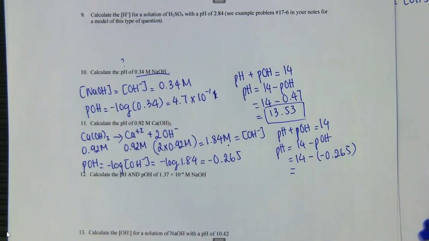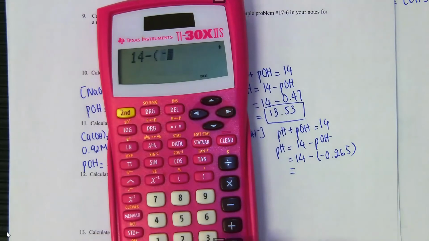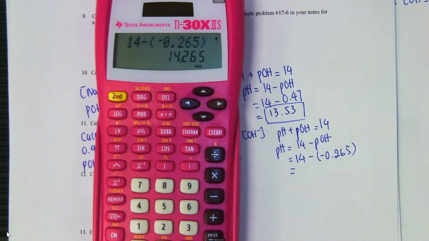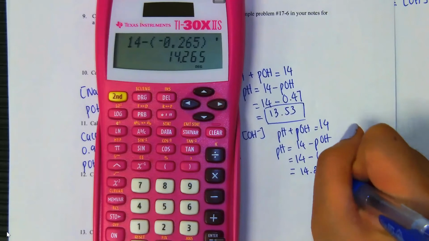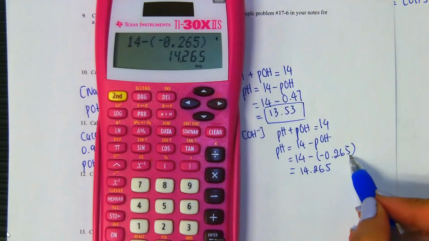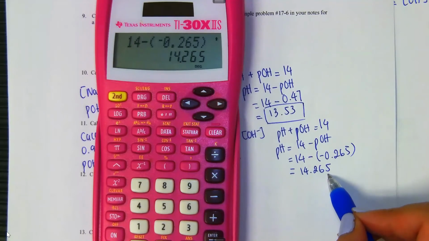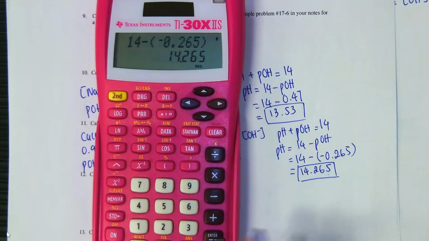This would then lead me to this answer. Make sure to put in a negative in your calculator, like so. And then you should have 14.265. Because this ends in the thousandth place, your final answer should also end in the thousandth place. And that's my final answer.